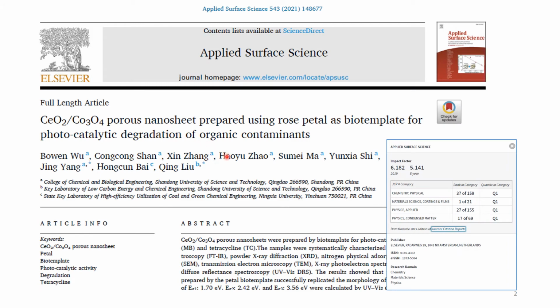This is the appearance of the journal. You can find it at Science Direct. This is a Q1 journal, so it must be a good journal.